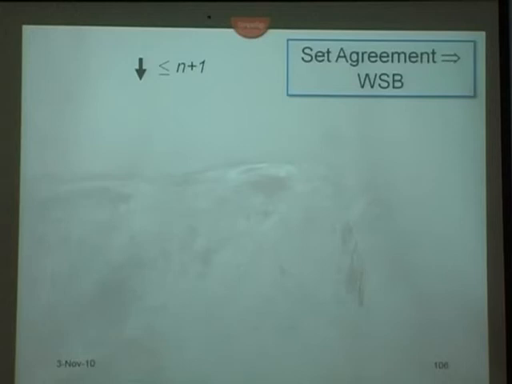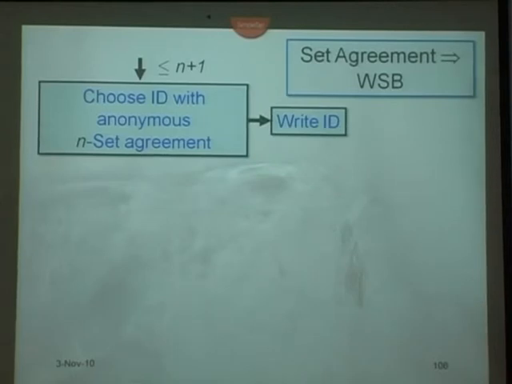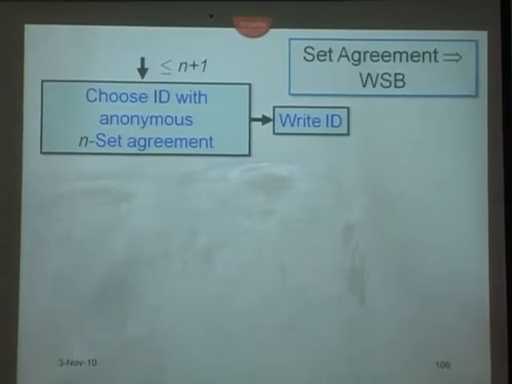And so set agreement does not have to be anonymous, but we can make it anonymous using techniques I'm not going to talk about. But I'm going to assume that we have an anonymous set agreement box that we can use. So we have n+1 processes that come in to the algorithm. And then we take our anonymous n-set agreement object. That is, we lose one input. And they go into here. And then they come out. And when you come out, you write your ID, that is, the result of your anonymous set agreement, into a shared memory where everyone can see it.